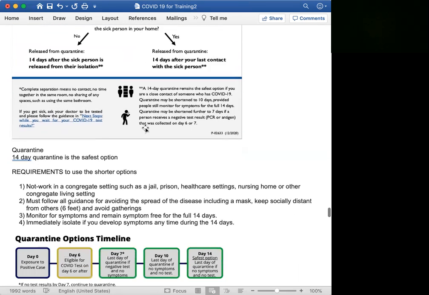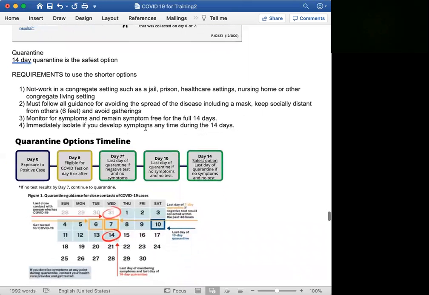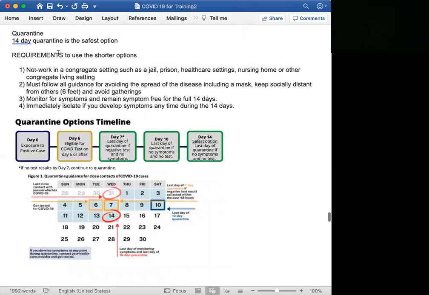Now, there are some other options that came out, and that's one of the things we wanted to talk about in this video. 14-day quarantine is still the safest option, but they did come out with new shorter time periods if you're able to meet the requirements.